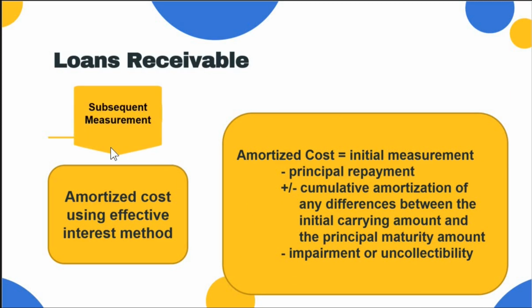Subsequent measurement naman is amortized cost using effective interest method. So, this is just the same with your notes receivable. Now, amortized cost is just equivalent to the initial measurement minus your principal repayment plus or minus the cumulative amortization of any differences between the initial carrying amount and the principal maturity amount and minus the impairment or uncollectibility of accounts. Yung mga accounts na doubtful of collection na or possible na hindi mo siya ma-kolekta.